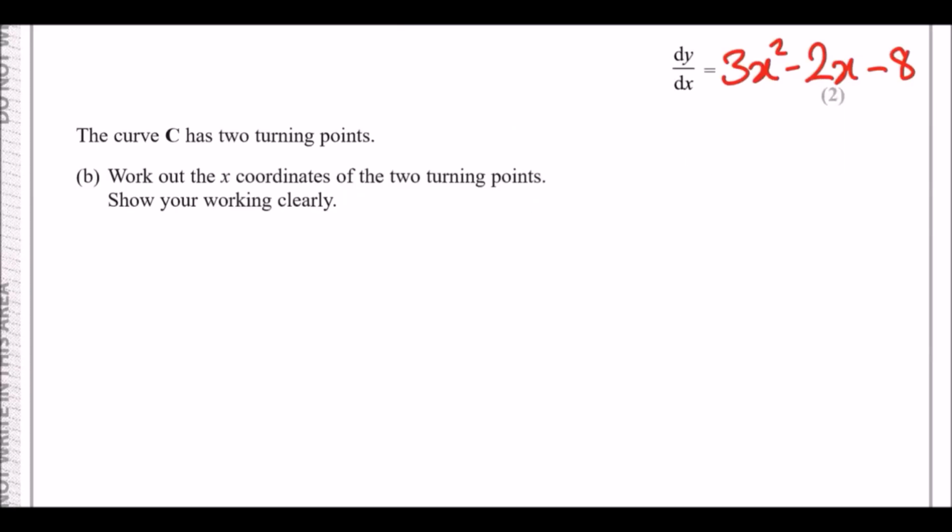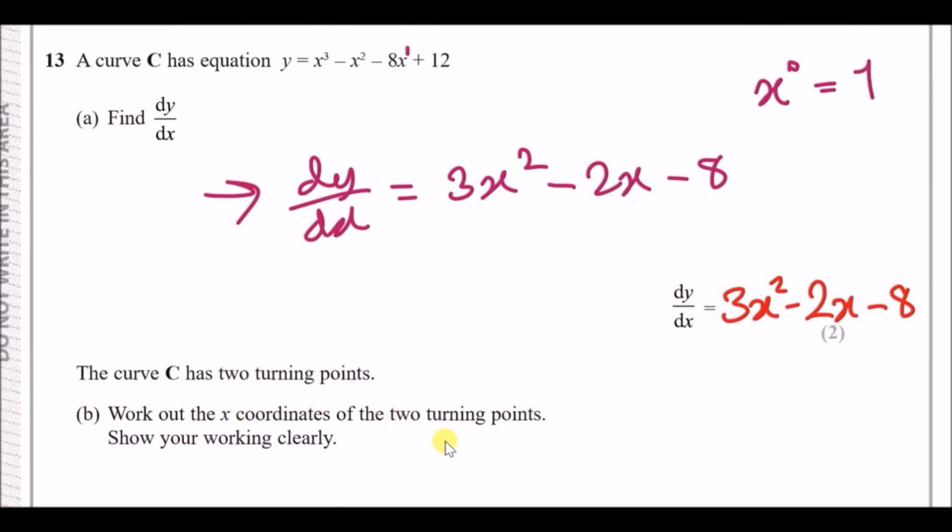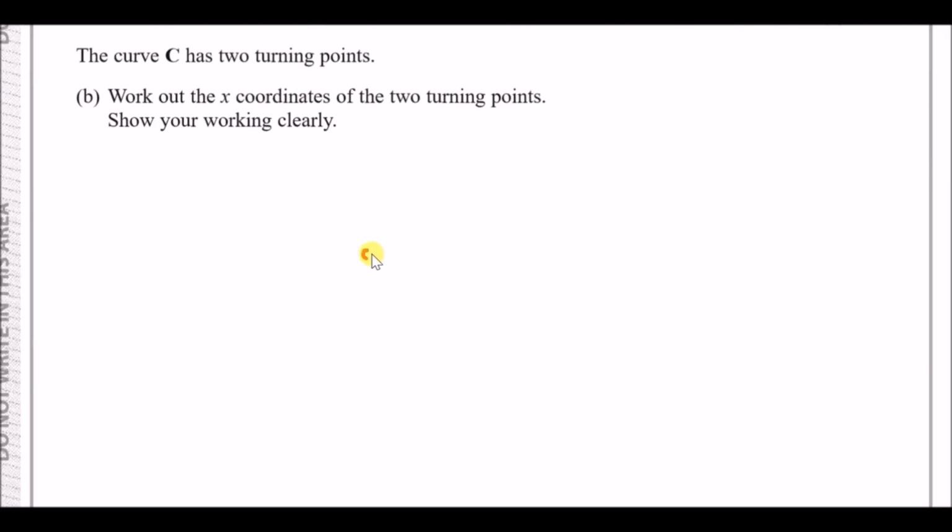Okay, part B. So the curve C has 2 turning points, and the curve C is this one here. Work out the x coordinates of the 2 turning points. Okay, so a turning point is literally when the graph turns. As simple as that. Because we've got a cubic graph, and it's cubic because the highest power is 3, it looks a bit like this. So the graph looks something like that. We don't know exactly how, but like that. And we know it turns at 2 points, some point here and some point here.